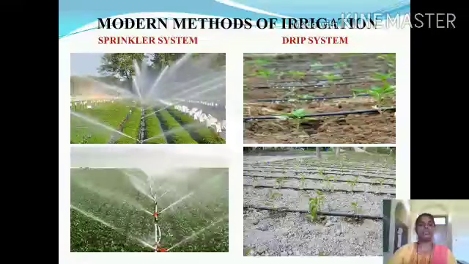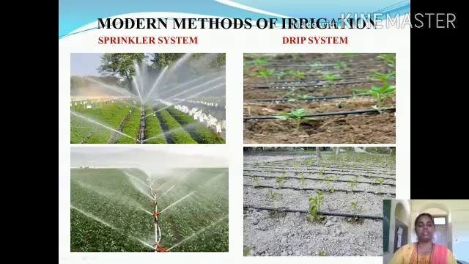See here, these two pictures, what do they show? The sprinklers. These sprinklers sprinkle water over the crop plants. It seems as if it is raining. Whereas here the pipelines are arranged and the water is dropping drop by drop near the roots of the crop plants. So there is a continuous supply of water to the crop plants. So these two are very economic methods that are used nowadays for irrigation.